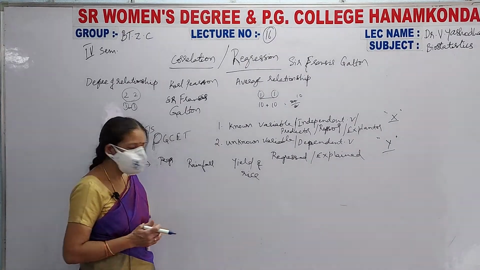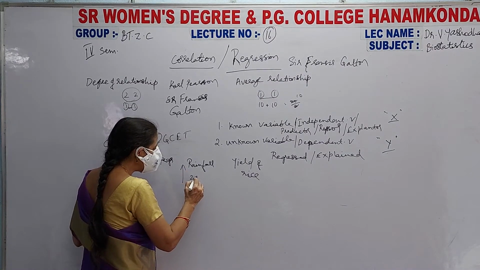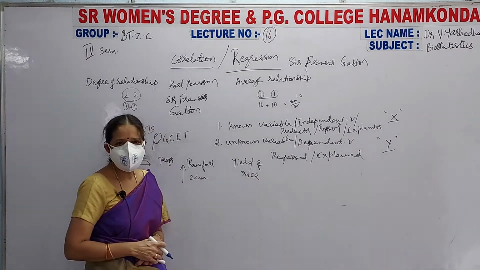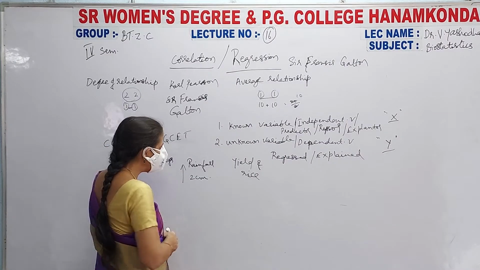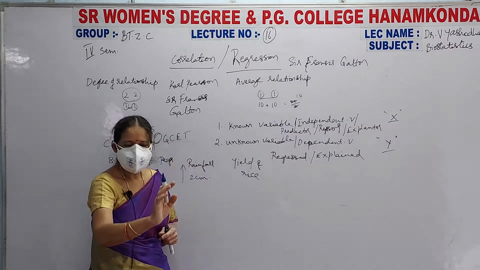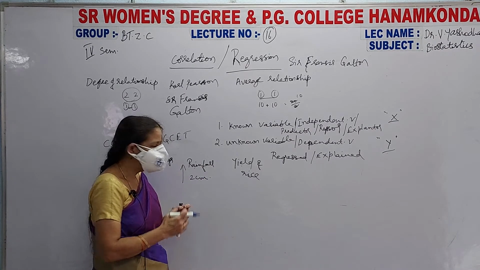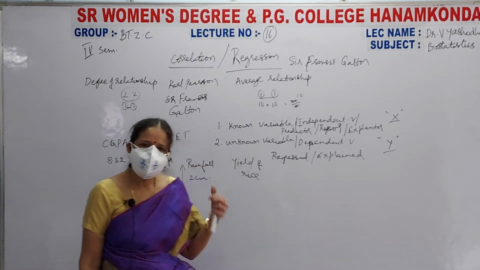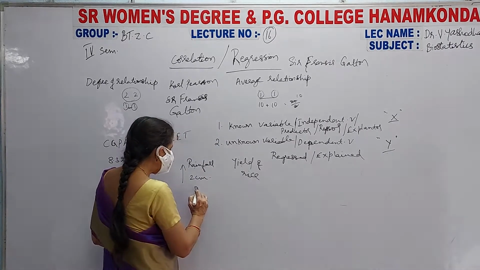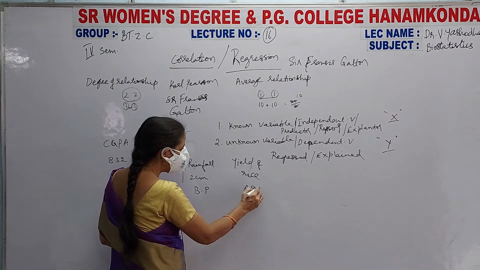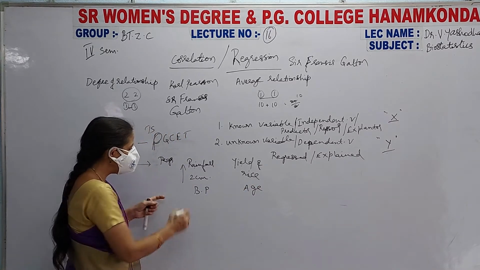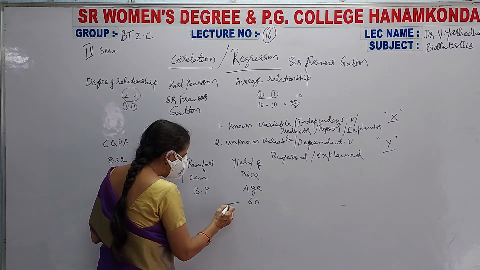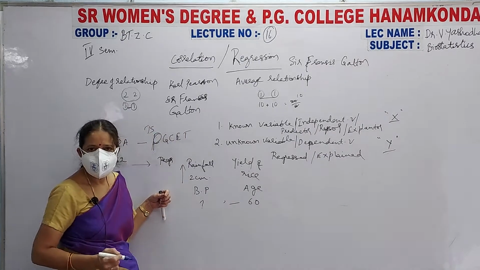Then what is the average relationship? Suppose if 2 centimeters of rainfall is there, what will be the yield? I know that these two are interrelated, but if the rainfall is 2 centimeters, what will be the yield of rice? I can calculate it with the help of regression. Next example, if blood pressure and age are interrelated to each other, then if age is 60, what will be the blood pressure? We can know it with the help of regression.